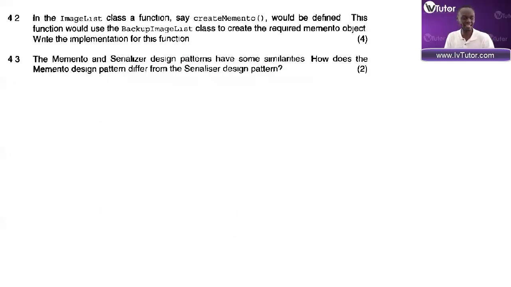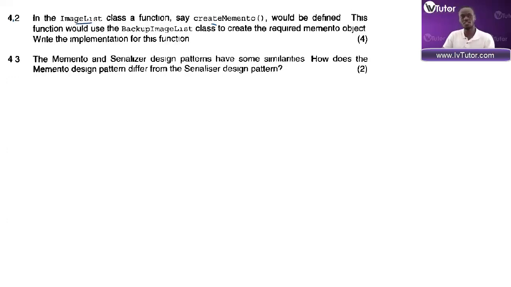4.2 says that in the image list class, a function, say create memento, would be defined. You know that if you are applying the memento design pattern, you need two functions. They want to create the memento and they want to restore from the memento. So even if you were still confused, 4.2 is confirming to you that image list is the originator.